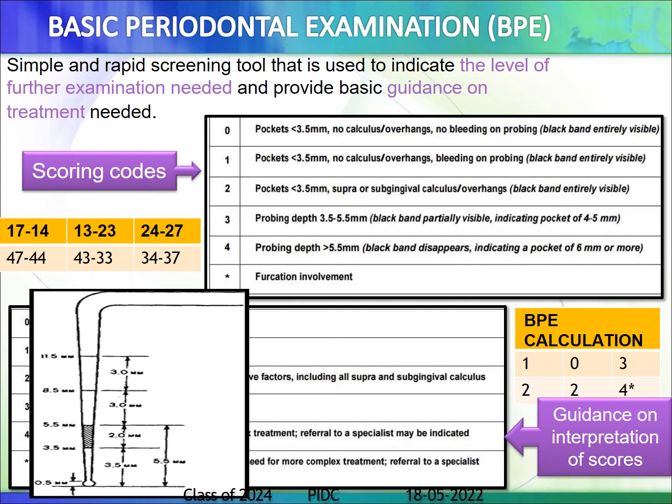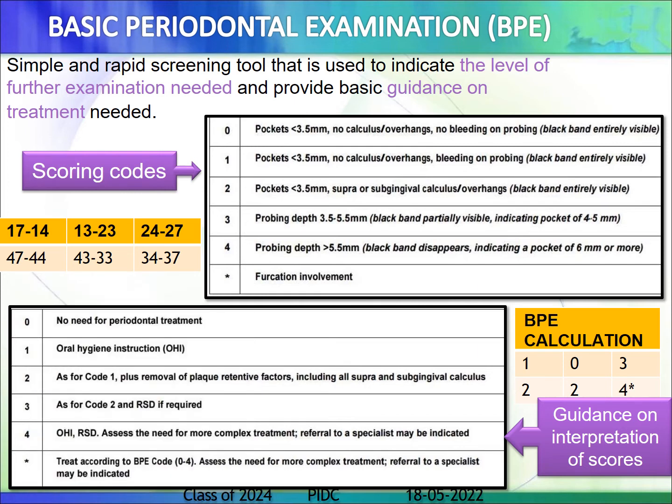So based on this, you do have the BPE calculation for each sextant that we have written. So for 17 to 14, tooth number 17 to 14, according to the BPE calculation, it has 1, which means the scoring code: pocket depth is less than 3.5 mm, there are no calculus overhangs, and bleeding on probing is present. So accordingly, you do have the treatment guideline also for the BPE scores. So go through this charting.